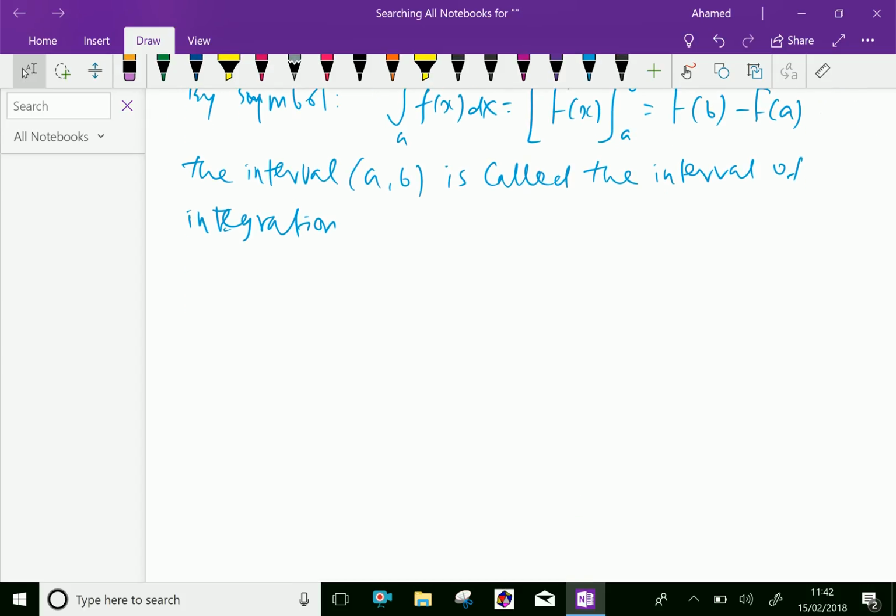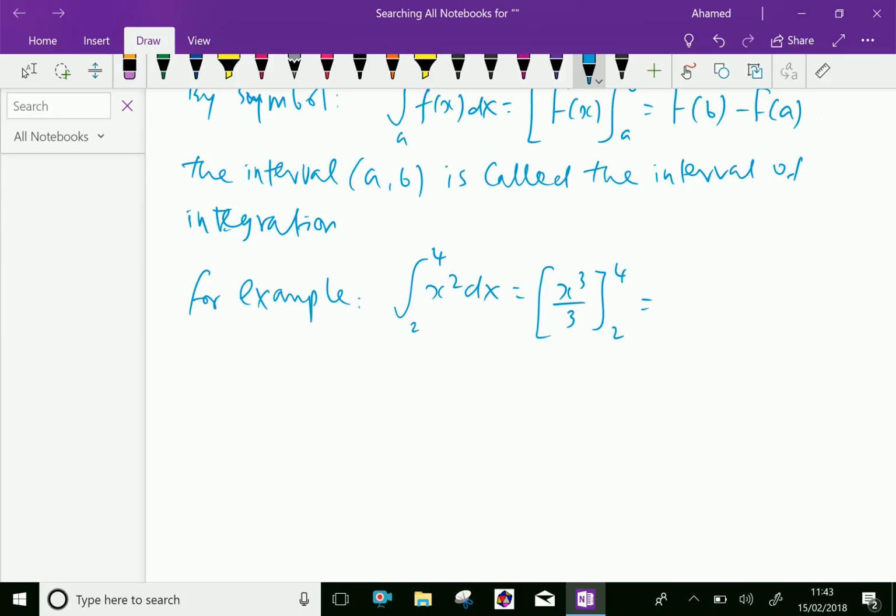Now, for example, consider the integration with limits 2 to 4 of x square dx. We'll calculate this. The integration of x squared, we know, is x cube over 3, and we have to apply the limits for x, 2 to 4, which gives the upper limit first, that is, instead of x we write 4 cube over 3 minus the lower limit 2, that is 2 cube over 3, which is equal to 4 cube is 64 over 3 minus 8 over 3, which is equal to 56 over 3, the value of that integration.